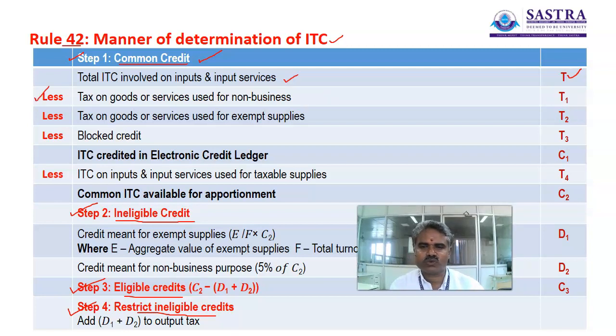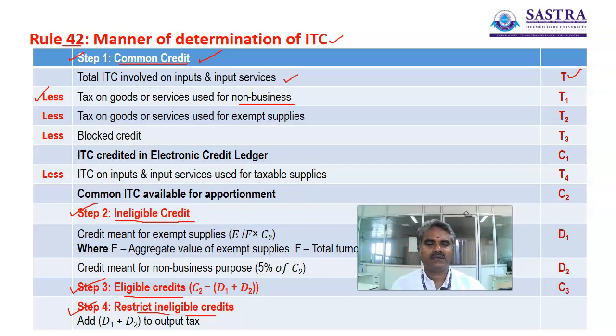Less: tax on goods or services used for non-business. When you buy goods for non-business purpose, at that time also you have to pay ITC, and this ITC is also credited in your account. So what purpose you buy the goods is not a matter. What is your total purchase? How much you paid so far? This is very, very important.